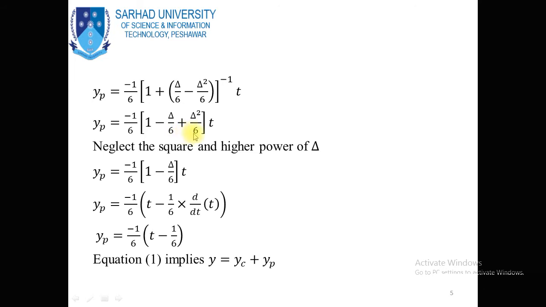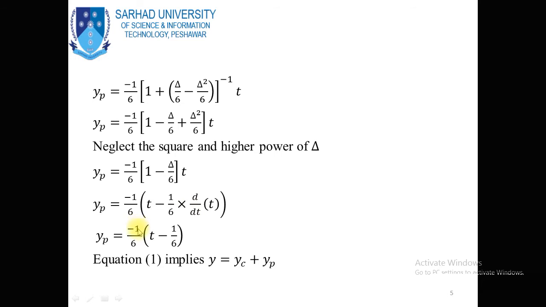Now neglecting the square power of del and higher powers of del, we obtain minus 1 over 6 into 1 minus del by 6 into t. Now 1 multiplied by t, and del means the derivative of t with respect to t, which is equal to 1.